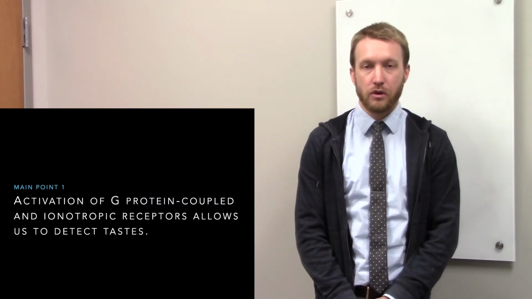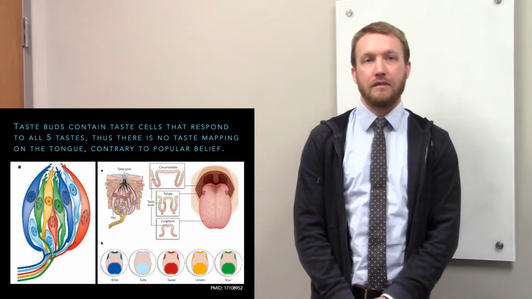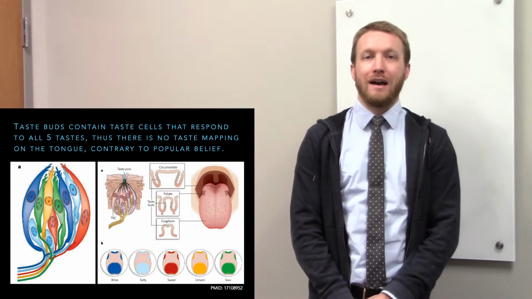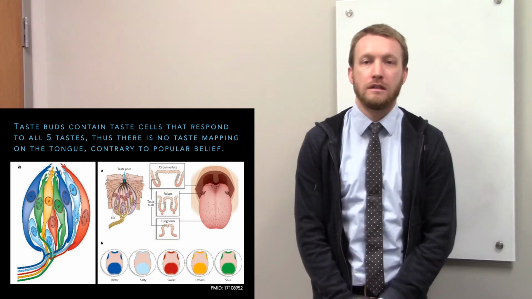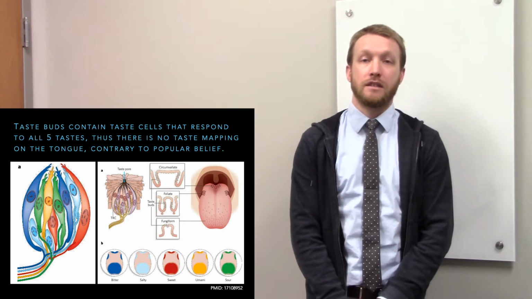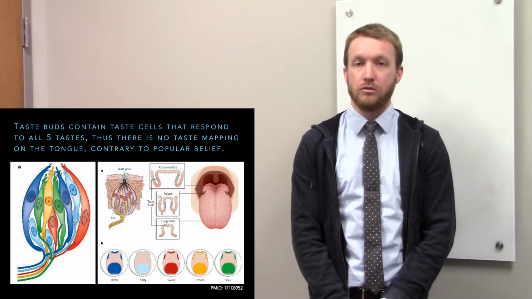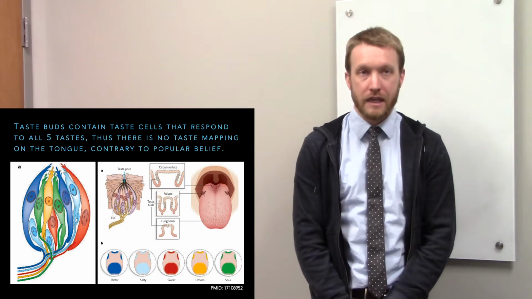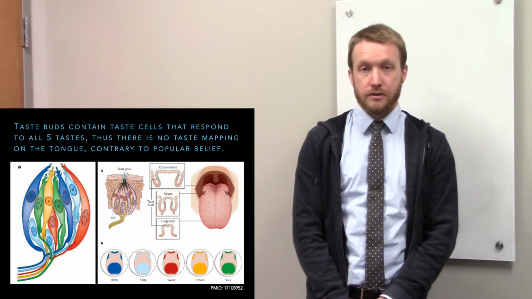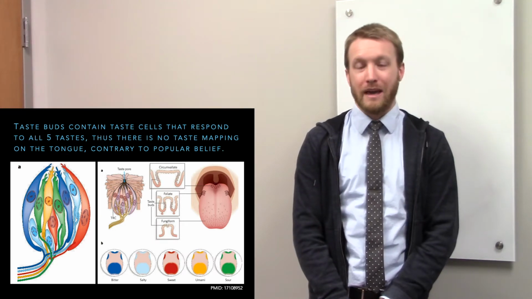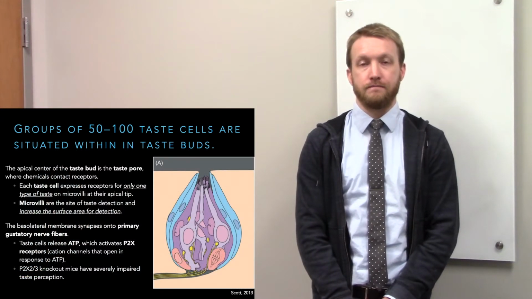We're going to have a mix of G protein coupled and ionotropic receptors here to detect tastes. And there are 5 of these tastes. We have 5 different taste cells that all express one type of receptor to detect one type of taste. Now within each taste bud, you have all different types of taste cells, so there's no taste map on the tongue. Every taste bud is going to have each of the 5 different types of taste cells. The only difference between the front and the back of your tongue is which cranial nerve innervates it, not which tastes we're going to pick up.